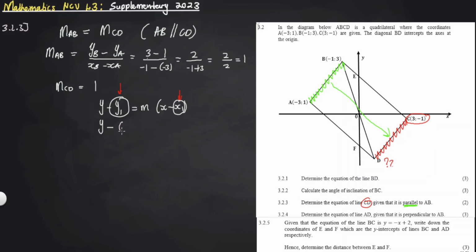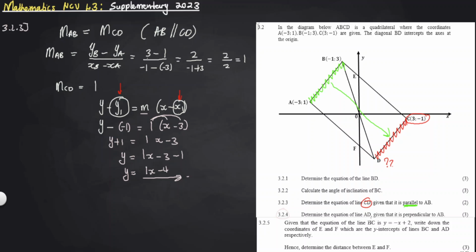So what is y1? It's negative 1. What is m, the gradient? It's 1. What is x1? That's 3. So y plus 1 is equal to 1 times x minus 3. Multiplying by the 1 inside the bracket, this is what we get: x minus 3. Now let's transpose the 1. It's going to be x minus 3 minus 1, so y is equal to x minus 4. This is our equation.